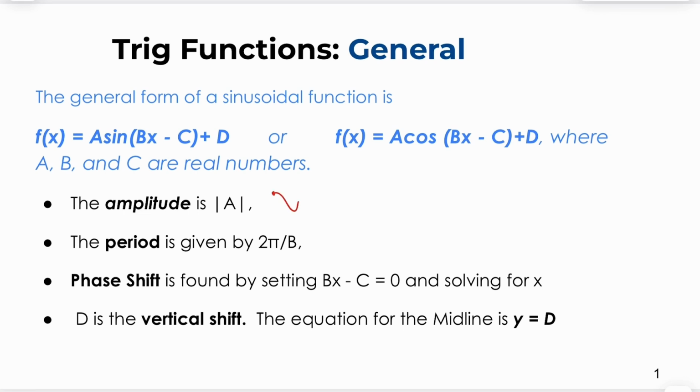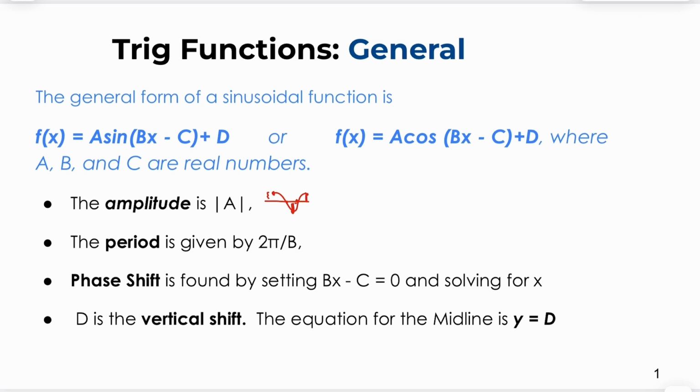This is kind of what cosine looks like, so that's what we're going to stick with here because we're talking about cosine. Here's my middle. This distance here is my amplitude. This distance here, this distance here. So the distance from the middle to the max or min.